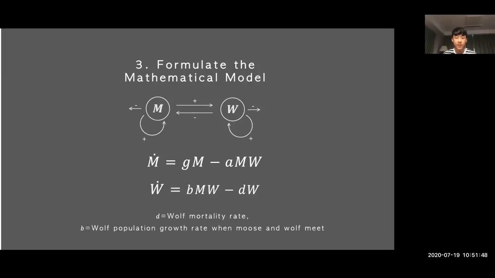Because we set B as the growth rate when moose and wolf meet, just as we did for the rate at which the moose population differs, we will multiply B times M times W and subtract dW from that. And dW is the wolf mortality, the rate at which the wolf population declines if the moose population did not exist. And using these systems of equations, we have already modeled how this interaction between the moose population and wolf population is going to change within this island.